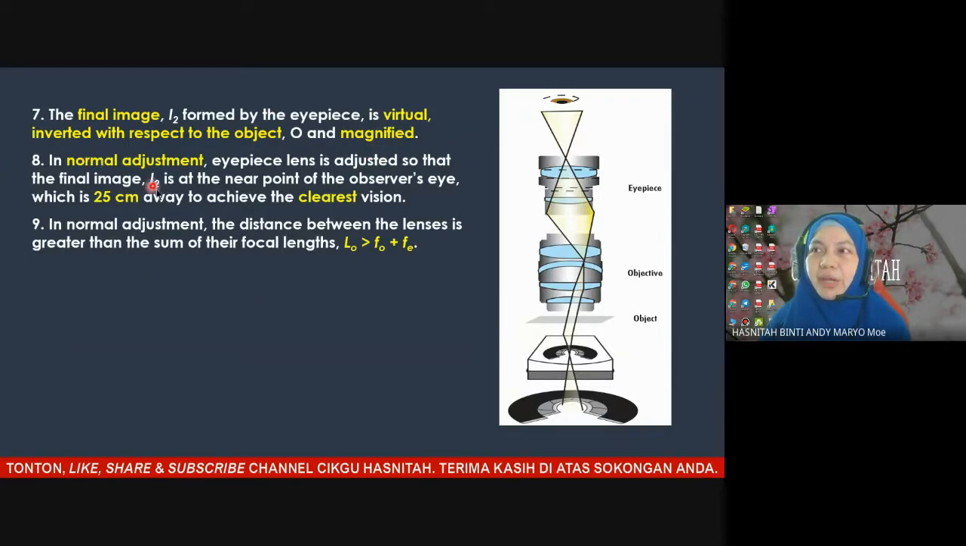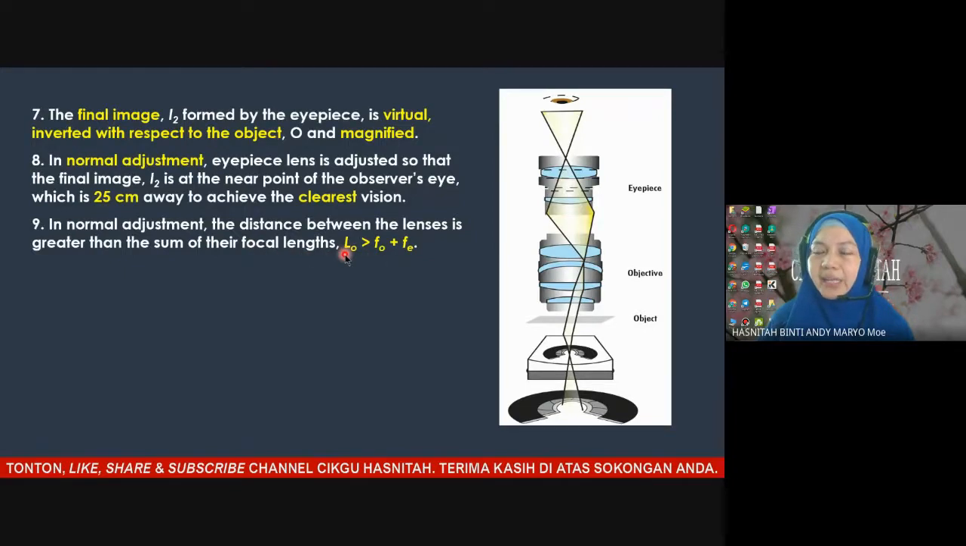So in the microscope we also have normal adjustment. Again, in normal adjustment the eyepiece is adjusted until the final image is 25 centimeter away from the eyes of the observer to have the clearest vision. And in normal adjustment, the distance between the two lenses must be greater than the sum of their focal lengths.